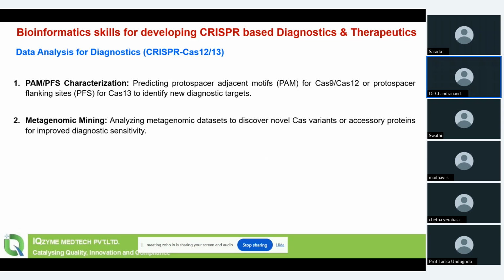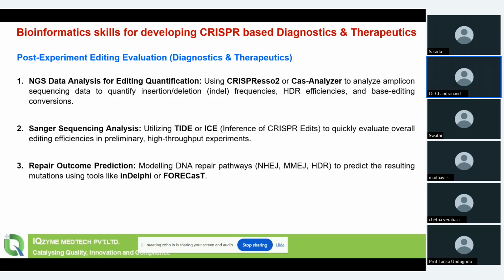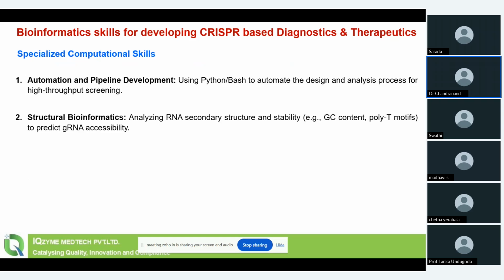For data analysis, these are the tools that are available, for post-experiment editing evaluation, diagnostics, and therapy. For example, NGS data sequencing, sequence analysis, or repair outcome prediction. There are tools where you can do your analytics. Then there are specialized computational skills, automation and pipeline development. You need to know briefly the languages, which are Python or Bash, and structural bioinformatics tools.